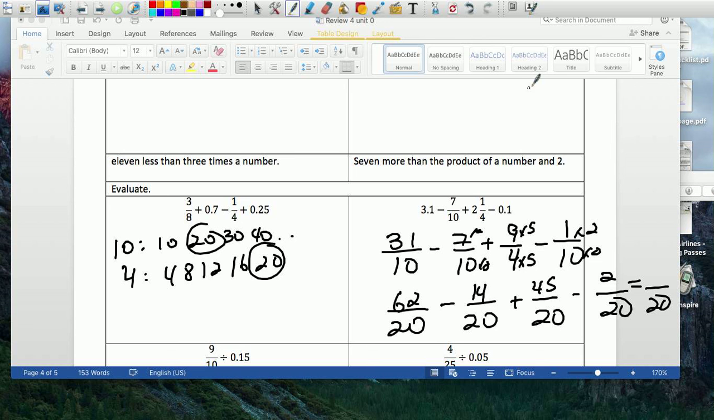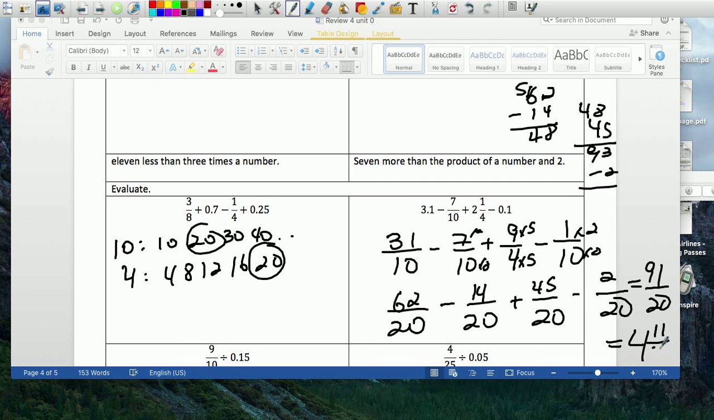62 minus 14, do one at a time. Borrow. 12 minus 4 is 8. 5 minus 1 is 4. So it's 48, right? 62 minus 14 is 48. Plus 45, 93. And then 93 minus 2 is 91. So it's 91 over 20. How many times can 20 go into 91? You can go 4 times, because 4 times 20 is 80. How many left over? 11 over 20.